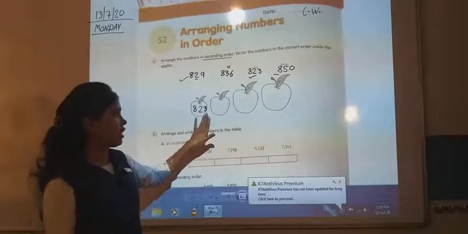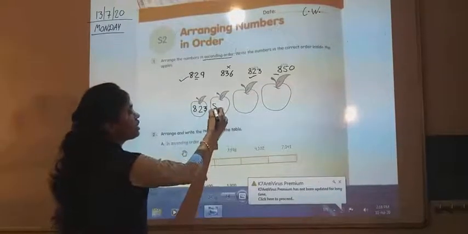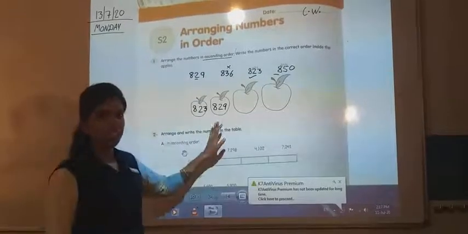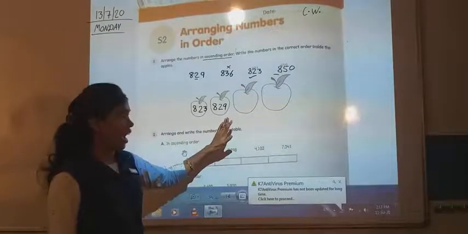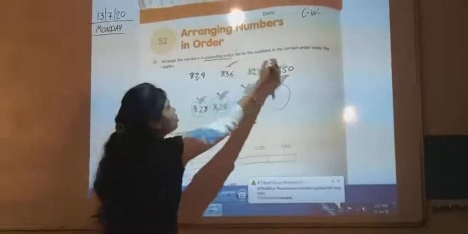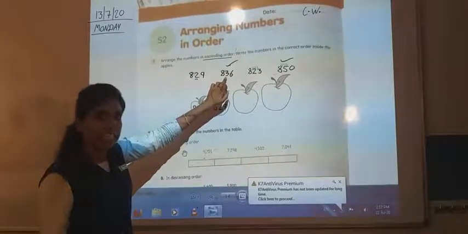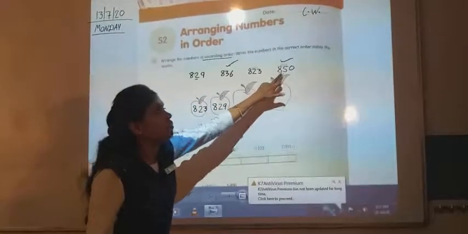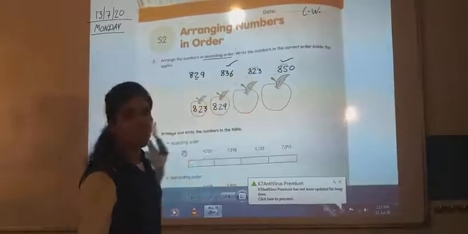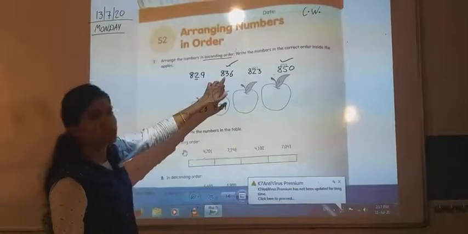Okay, 823, and the next number is 829. What number is this? 829. And now we will compare both numbers. We have 3 in the tens place, and in another number we have 5 in the tens place. Which one is smaller, 3 or 5? Yes, right students, 3 is the smaller number.